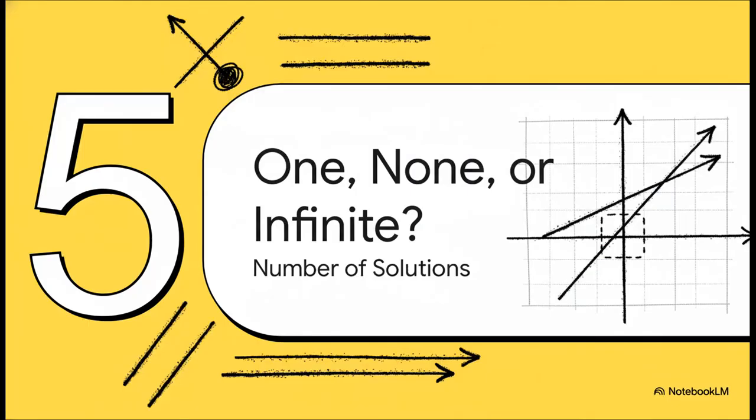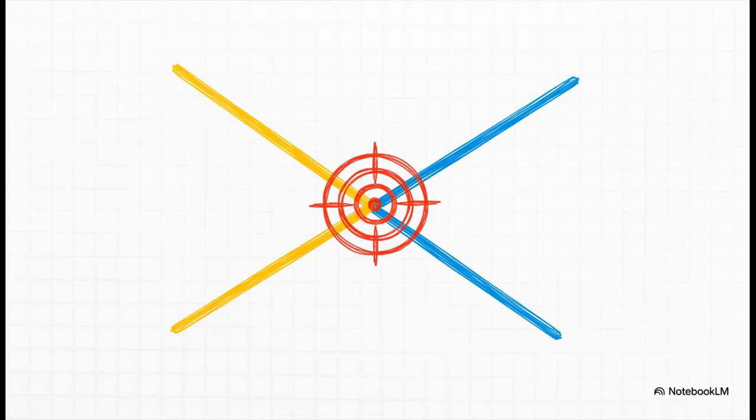So far, every problem we've talked about has had one nice solution. But you know the SAT, they love to throw you a curveball. What does it actually mean when a system has no solution, or even infinite solutions? Let's see what's really going on here. This is the normal situation, the one we see most often.